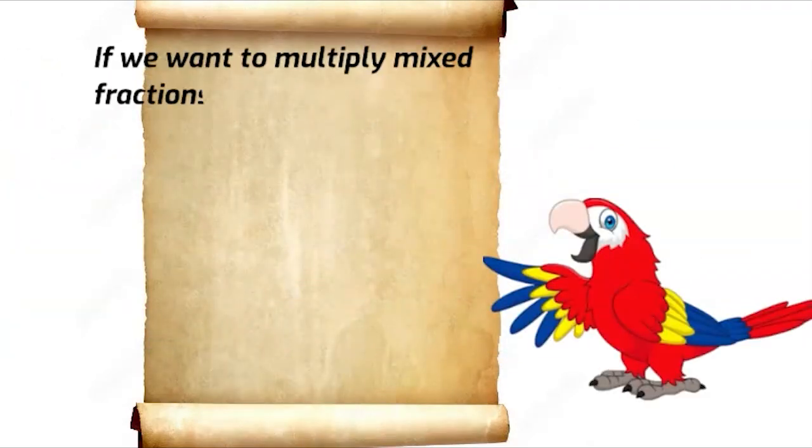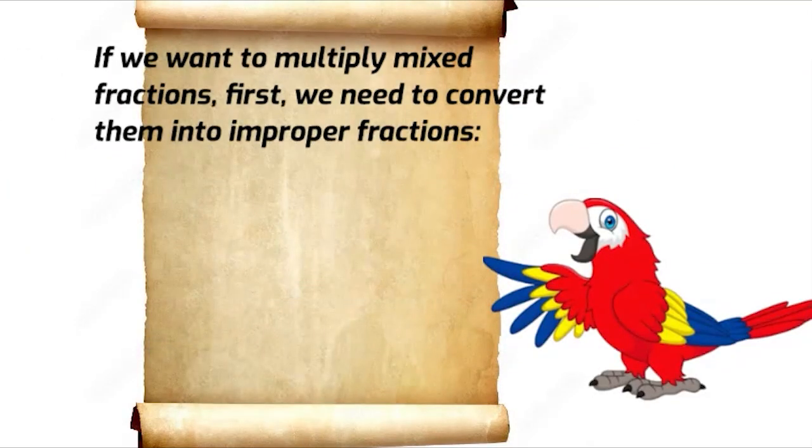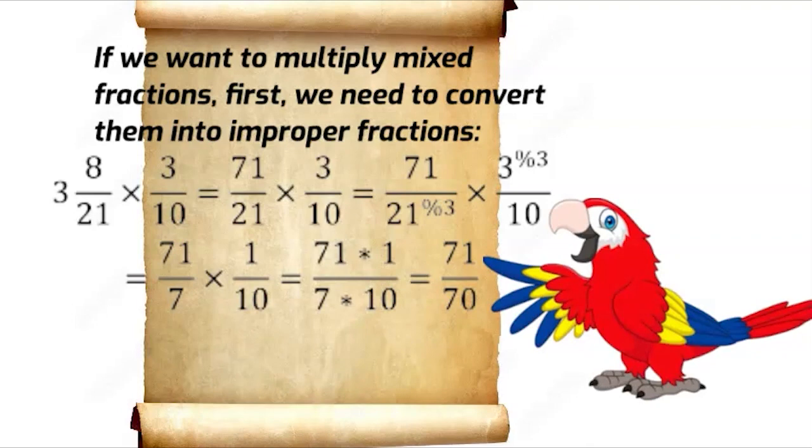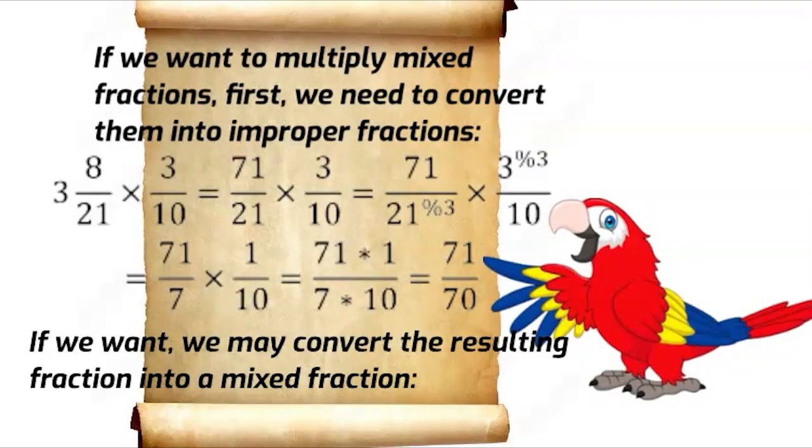If we want to multiply mixed fractions, first, we need to convert them into improper fractions and multiply them accordingly. If we convert 3 and 8 over 21 into an improper fraction, we get 71 over 21. And we can go on with multiplication, and while doing that, we may simplify our fractions, too. The result is 71 over 70. We may convert it into a mixed fraction, 1 and 1 over 70.